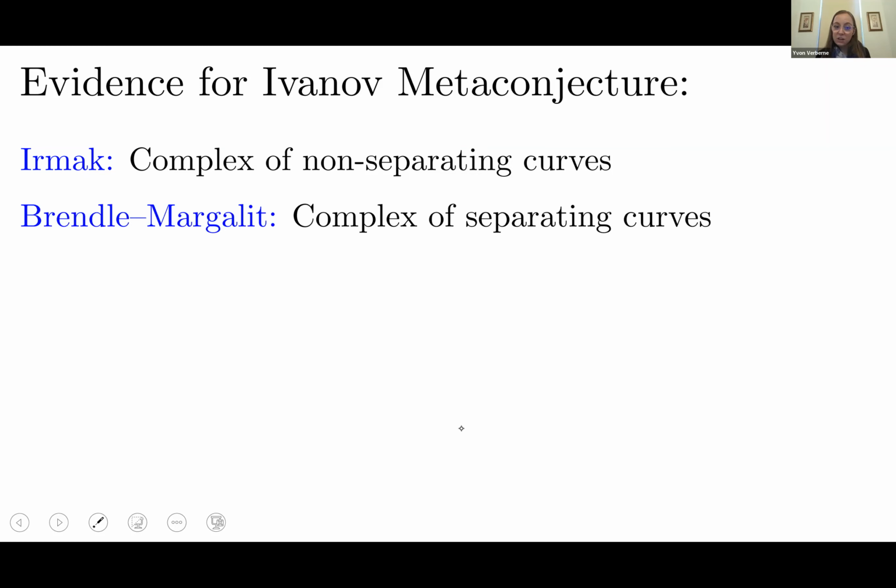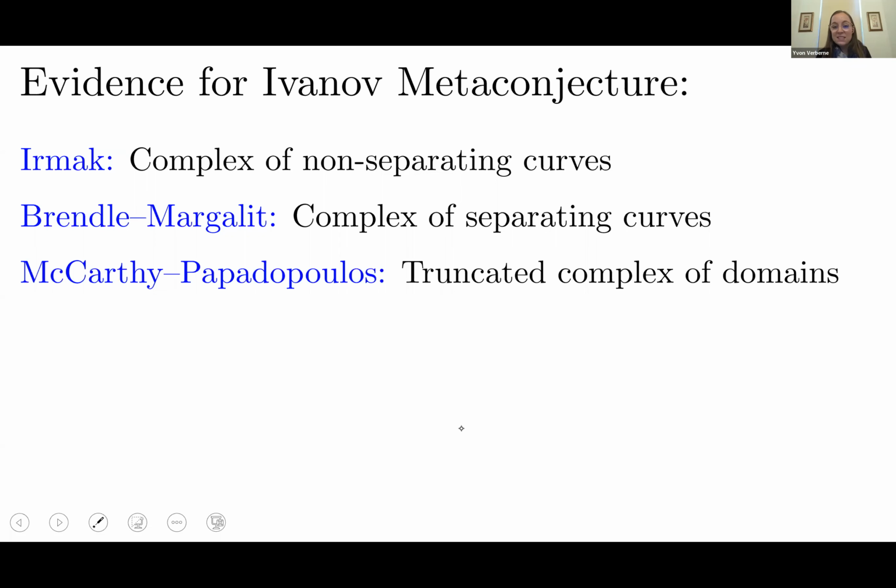Brendel and Margalit in turn looked at the complex of separating curves. The complex of separating curves takes the isotopy classes of the essential simple separating curves of the surface. A separating curve is a curve on the surface where if I cut along it, my surface breaks into two separate pieces. And Brendel and Margalit were able to show that the complex of separating curves satisfies the Ivanov metaconjecture.